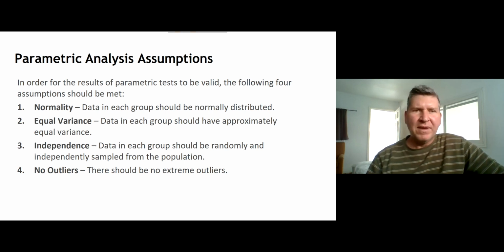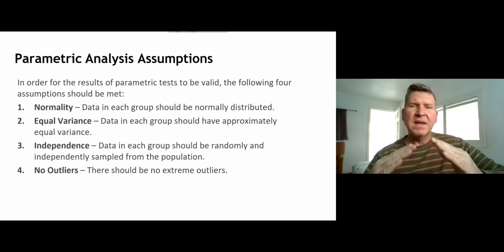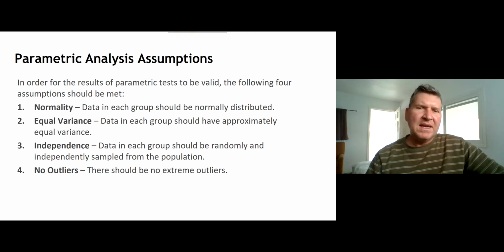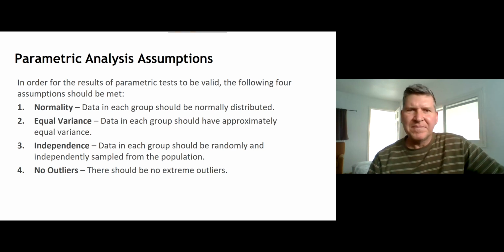The first is normality. We want to make sure that the data in each group should be normally distributed. The second is equal variance. So we want to make sure that the variance is approximately equal. Now, it's not going to be exactly equal in most cases, but we can see if the variance around the mean is approximately equivalent. So the shape of that normal curve or the bell should be approximately the same.